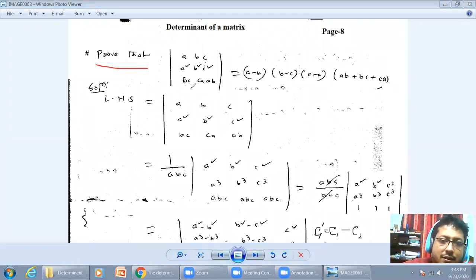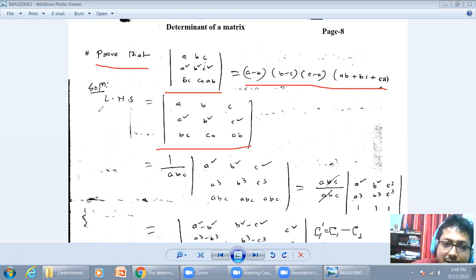Prove that this determinant, we can get this part. Okay, A minus B into B minus C into C minus A into AB plus BC plus CA. Left hand side, this part, and we multiply A with first column, B with second column, and multiply C with third column. And we can divide again A, B, C.